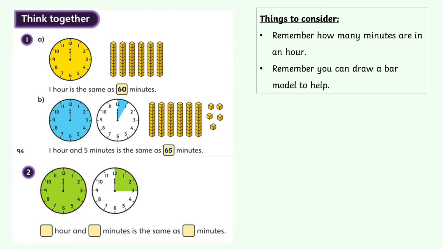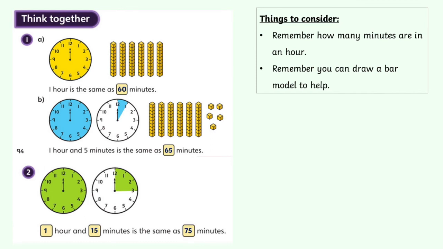Let's have a look then. Well, this first clock is 1 whole hour. And over here we know that this is quarter of an hour, which is 15 minutes. So 1 hour and 15 minutes is the same as, well, now we need to know how many there are altogether. So if we do 60, add 15 more, we get 75. So 1 hour and 15 minutes is the same as 75 minutes.